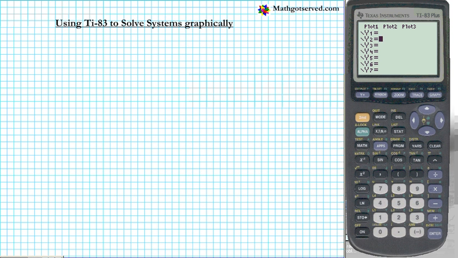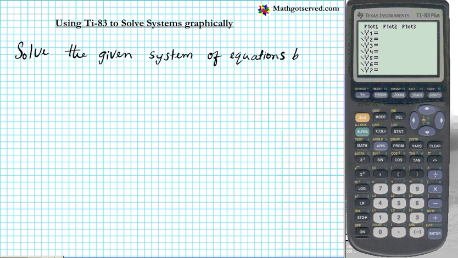Instructions are as follows. Solve the given system of equations by graphing. Okay. Most of you might be able to do this by hand, but you might want to check your work using the calculator.